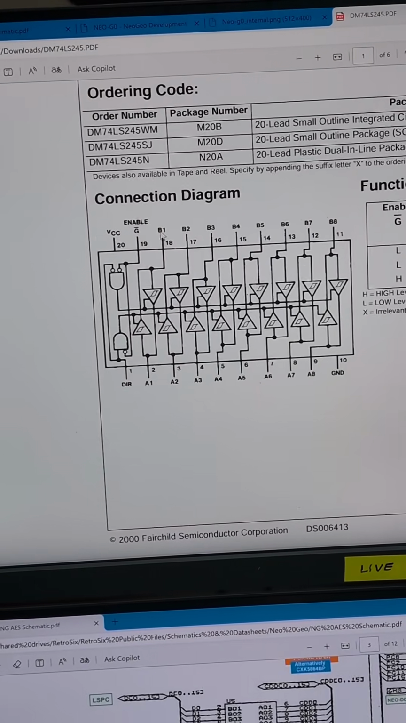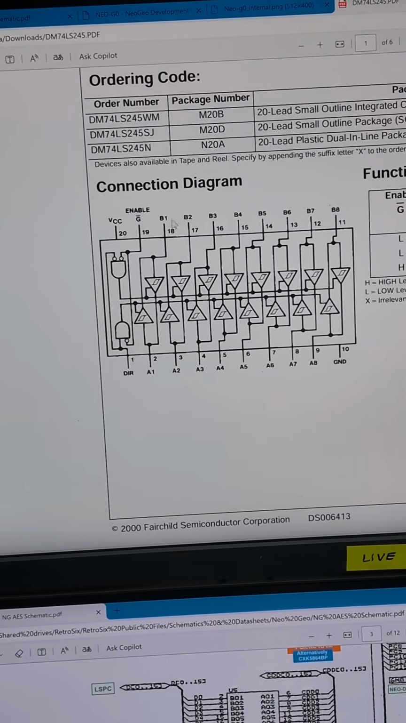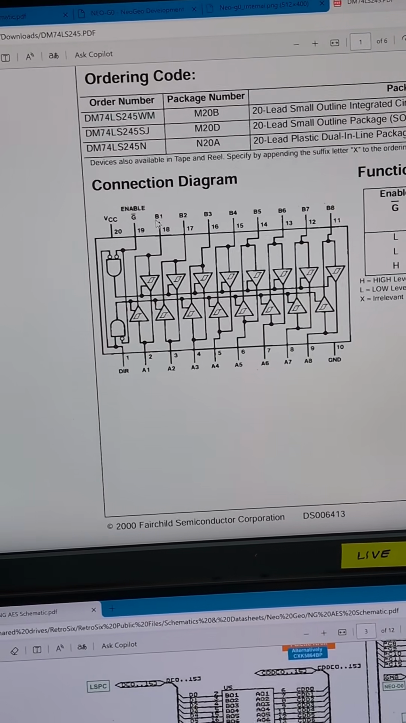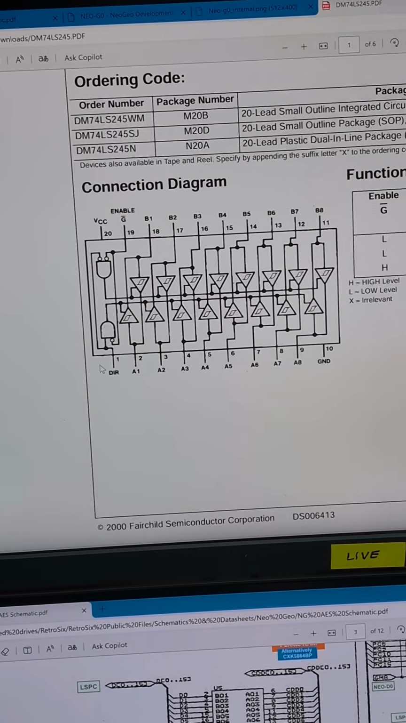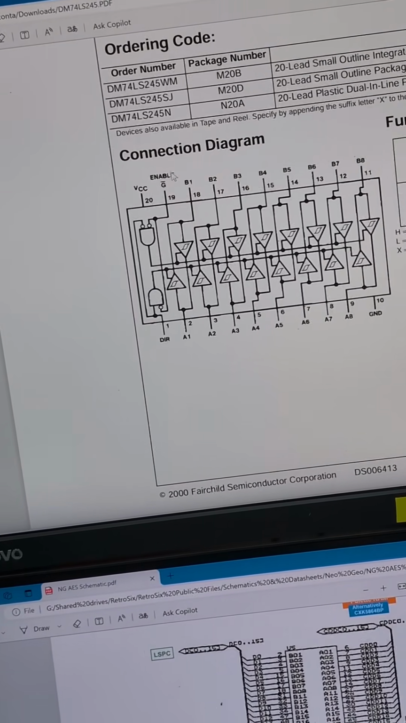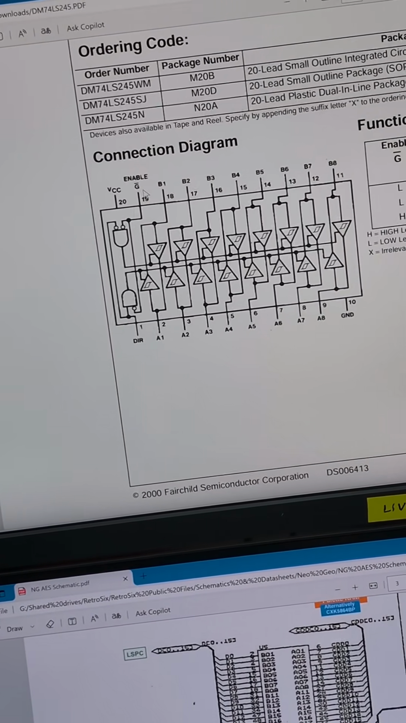So we have, say, B1 and A1, and these want to communicate. Sometimes B wants to be in control, sometimes A does. A transceiver lets it go either from B to A or A to B by toggling a direction pin here, or disabling everything with the enable pin.